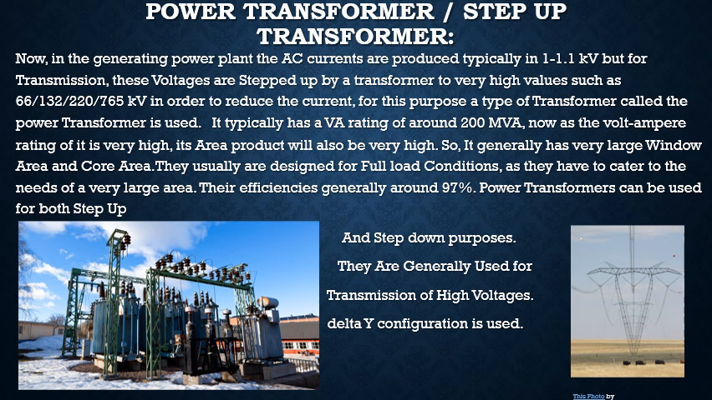Now we see power transformers. In a generating power plant, the AC voltages are produced in a typical range of 1 to 1.1 kilovolts. But for transmission, these voltages are stepped up by a transformer called the power transformer to very high values like 400 kV, in order to reduce the current. For this purpose, a type of transformer, the power transformer, is used.